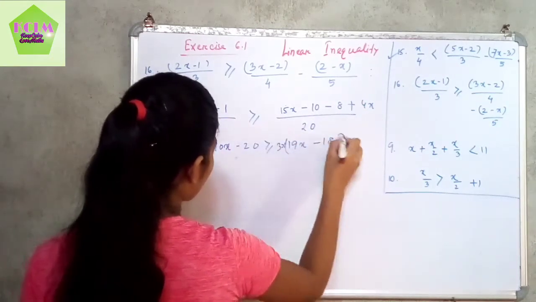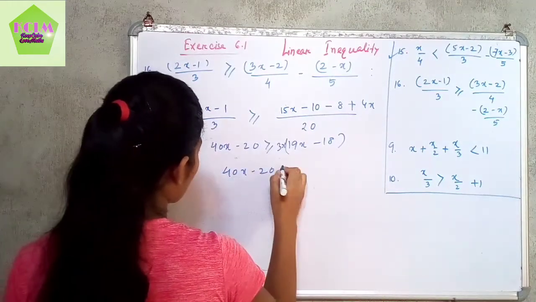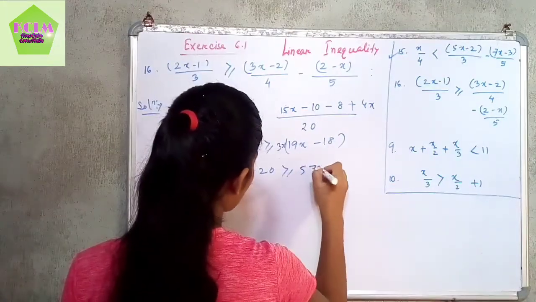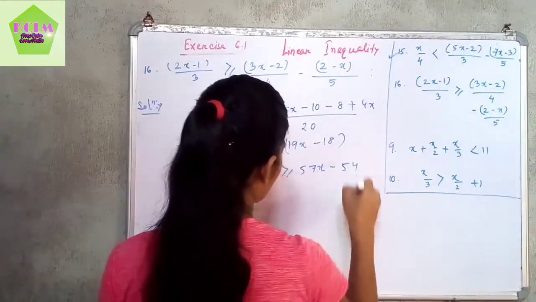into 3. 40x minus 20 greater than or equal to 19 into 3, 57x, minus 18 into 3, 54, right?